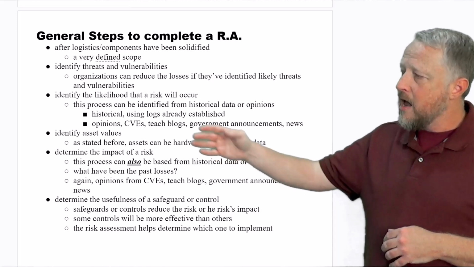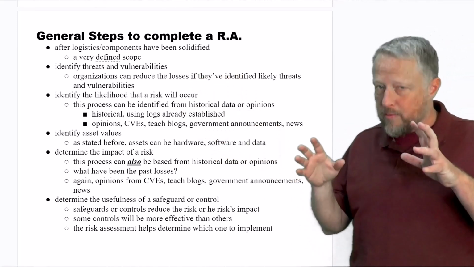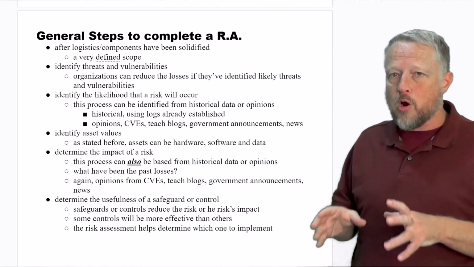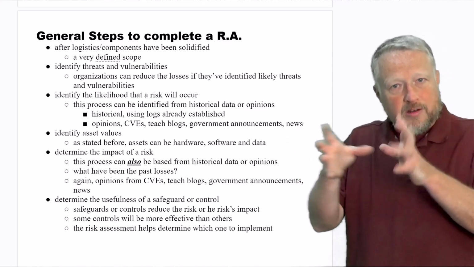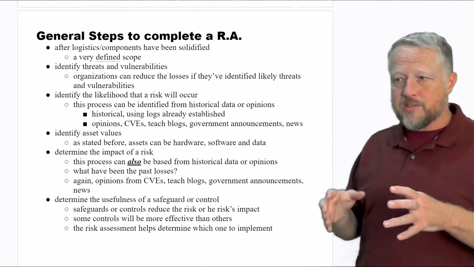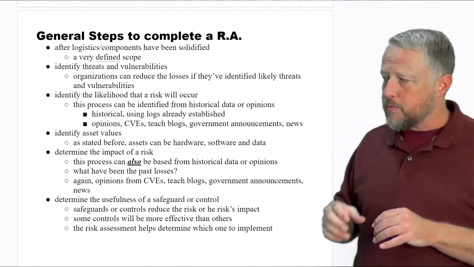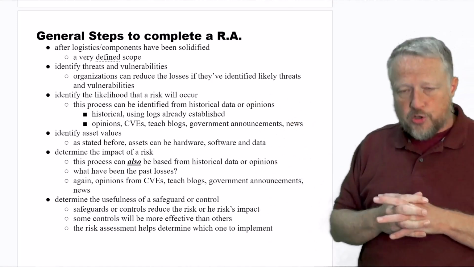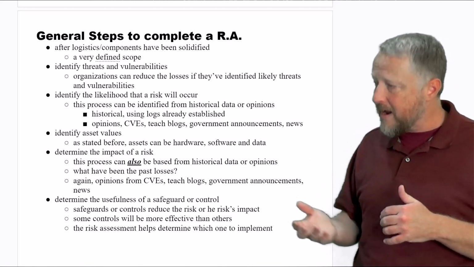So anyway, after logistics and components have been solidified, and we talk about a very defined scope on exactly what system you're going to be working on, defining that scope is really, really important. It could be the whole business process, the data process, but still, you want to try to keep your scope with that. Let's put it that way. You're going to identify threats and vulnerabilities. The organizations can reduce their losses if they identify the threats and the vulnerabilities and the pair between the two.